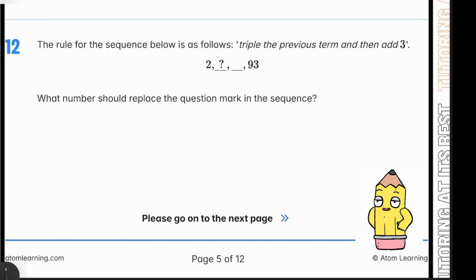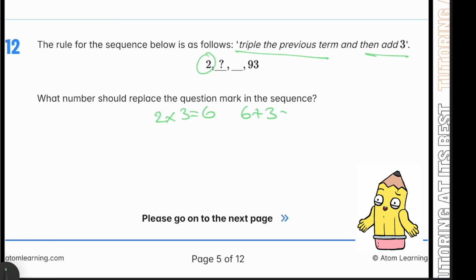Question 12. The rule for the sequence below is as follows. Triple the previous term and then add 3. So let's start by finding the second term, the one we are looking for. We apply the rule to the number 2. 2 times 3 is 6, and 6 plus 3 equals 9. So this is the number we were looking for.